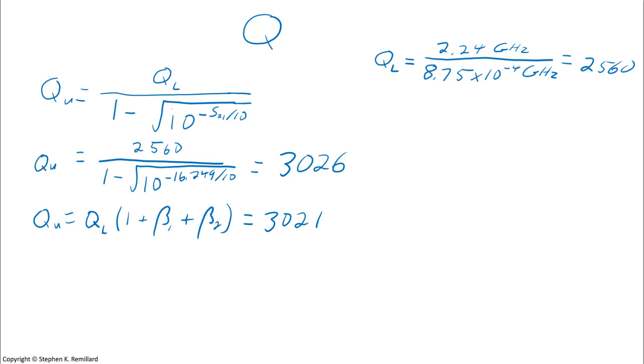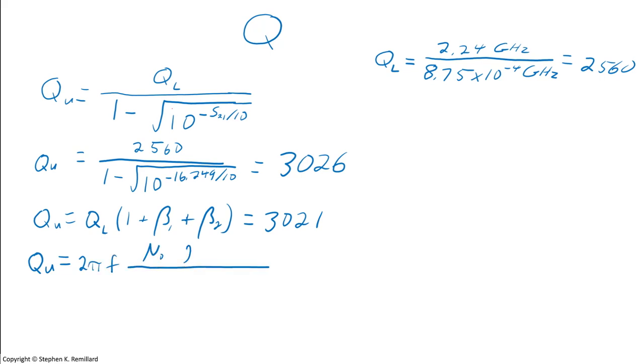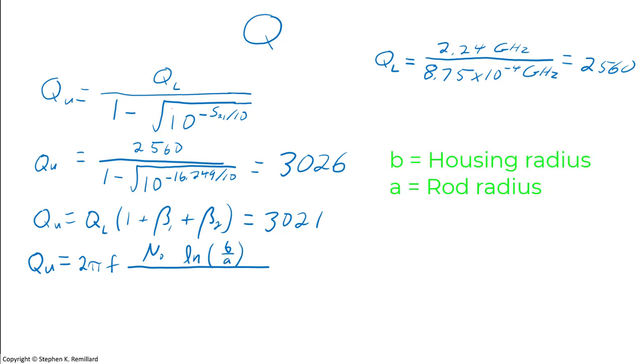That's good to know. We can get a predicted Q, which is really approximate because an analytical solution is not quite for what we simulated. We simulated an 8-centimeter long cavity with a 6-centimeter long rod. The analytical expression is for an infinitely long cavity and a 6-centimeter long rod. Expected Q is omega mu naught times the natural log of b over a, where b is the radius of the housing, a is the radius of the rod, divided by the surface resistance of the rod divided by its radius, plus the surface resistance of the housing divided by its radius.